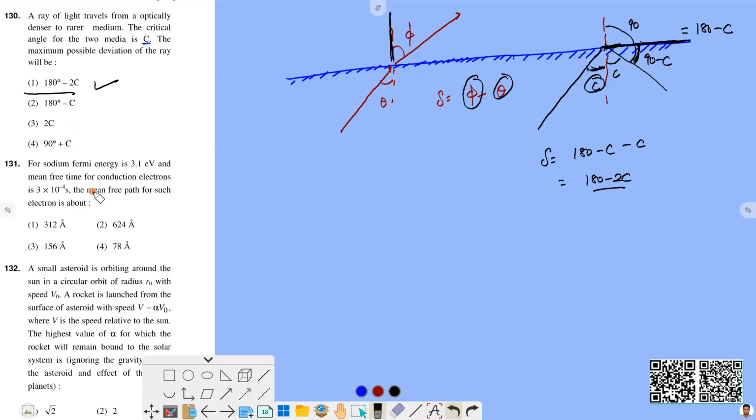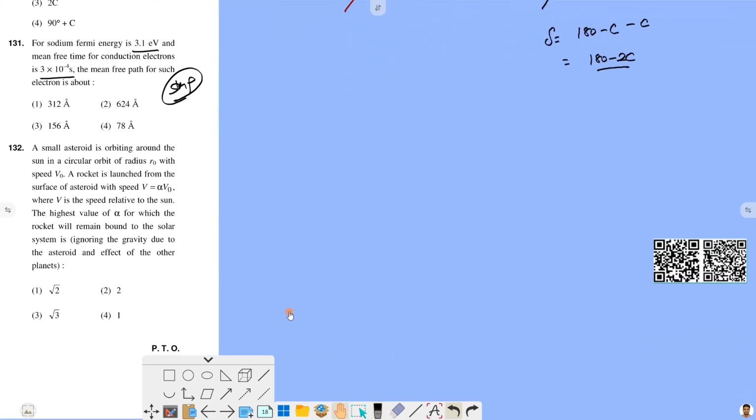Moving to the next one. For a sodium Fermi level, energy is 3.1 electron volt, and mean free time for conduction electron is given. Mean free path for such electron is about. So we are going to skip these types of questions as already discussed. Now let us move ahead to 132.